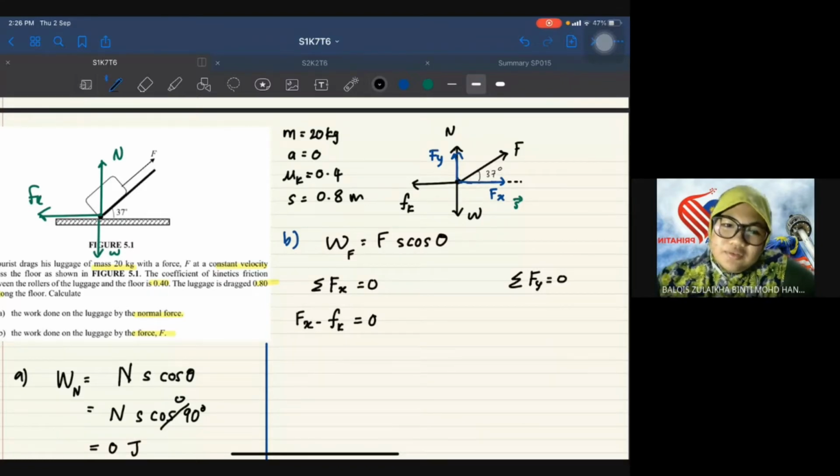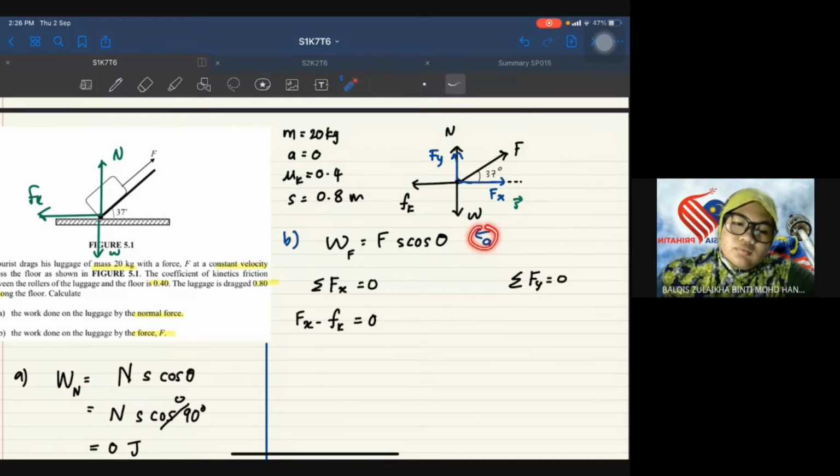For example, if the question says there is an acceleration A to the left, in that case you have to equate this with MA. So here you do FK minus FX, the same direction minus the opposite direction. Okay, we keep that one aside first. It is not in this question anyway.